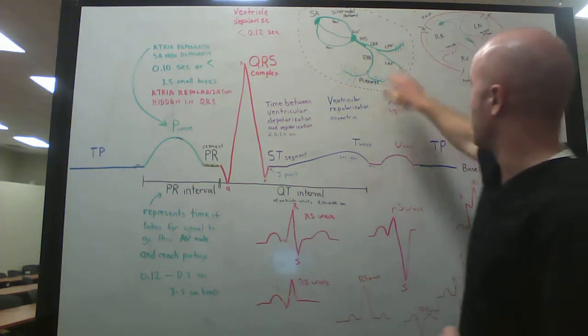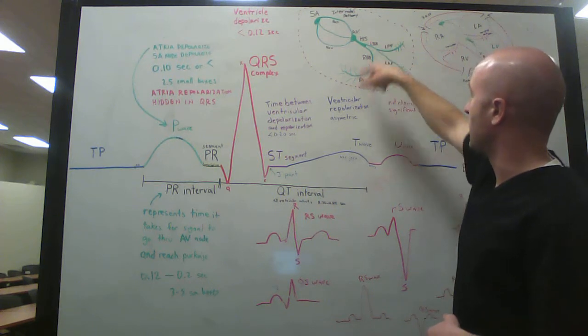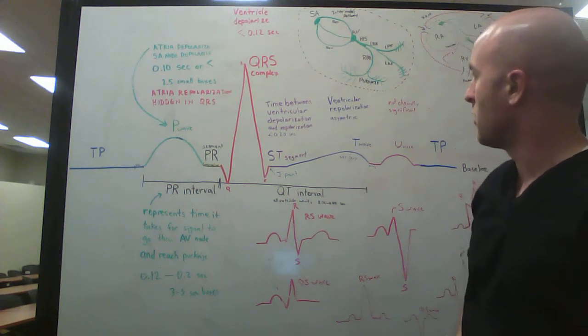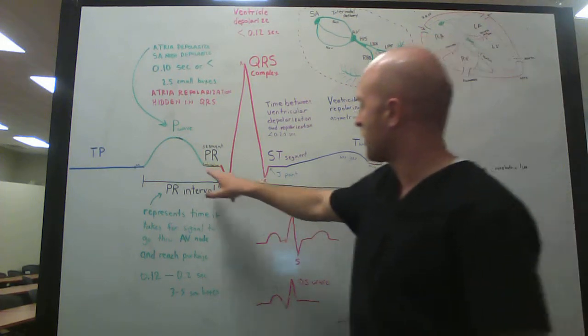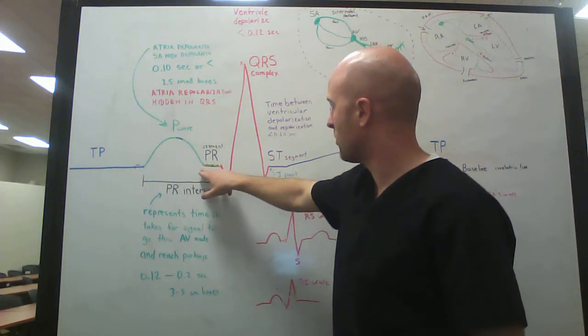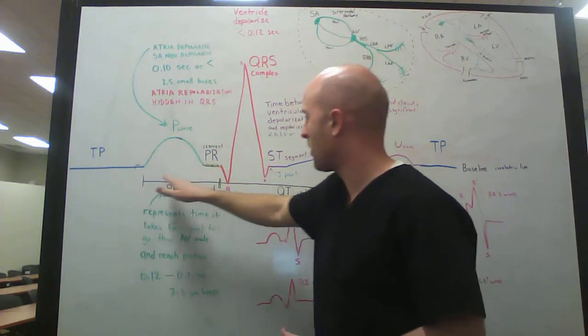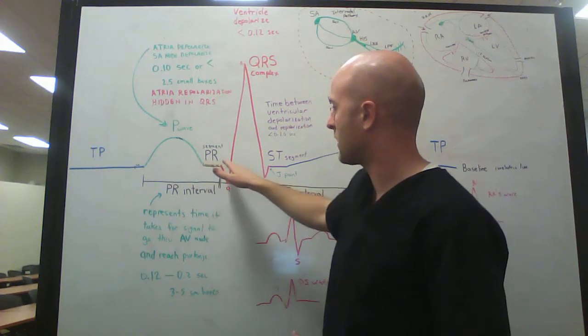And that's where you'd see bundle branch blocks and stuff, in the little branches. So now we're going to go on to covering what happens here. It seems kind of confusing because there's a P wave, there's a PR interval, and there's a PR segment, okay?